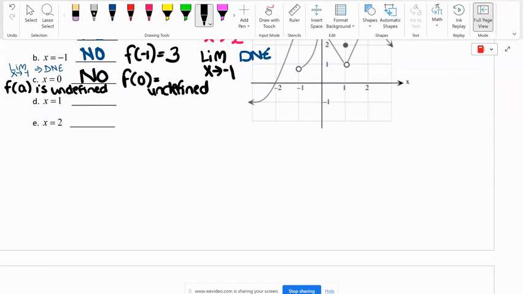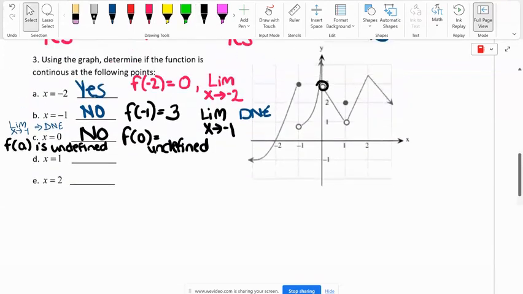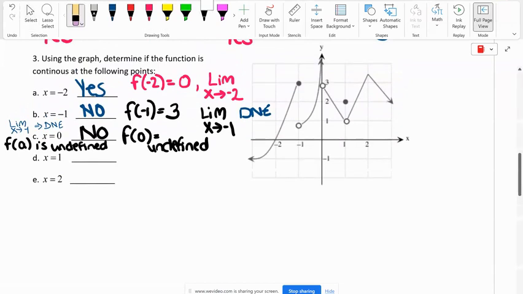All right, now we're looking at x equals -1. Well, how about you guys try the next two on your own? Try letters D and E on your own.